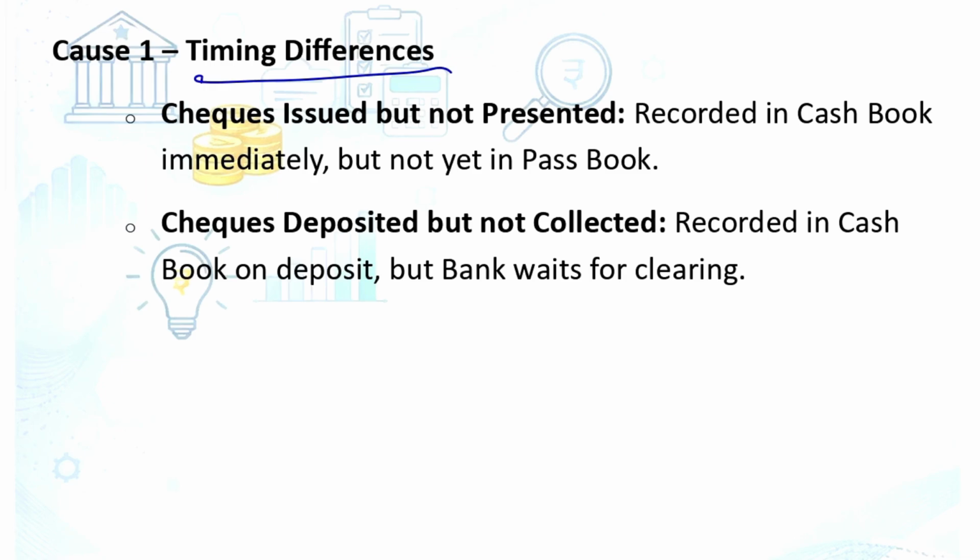Suppose you give a check to some other person. What you will do as a proprietor of the firm, you instantly record it in your cash book, and it is not entered immediately in the passbook. When will it get credited in your passbook? After realization of the check by satisfying all the conditions like availability of funds, signature verification and all.